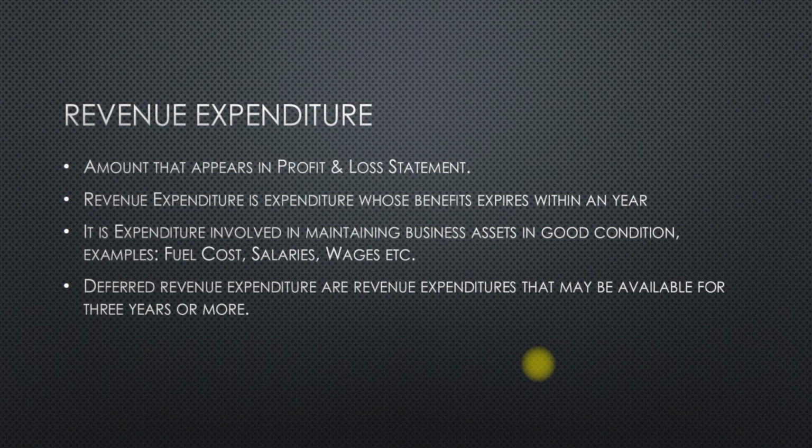Whereas revenue expenditure may be expenditure whose benefits expire within a year and which merely maintains the business or asset in good condition. Examples may be fuel cost, salaries, wages, etc. Now there is one other thing called deferred revenue expenditure, which is revenue expenditure whose benefits may be available for more than a year or less than 3 years.